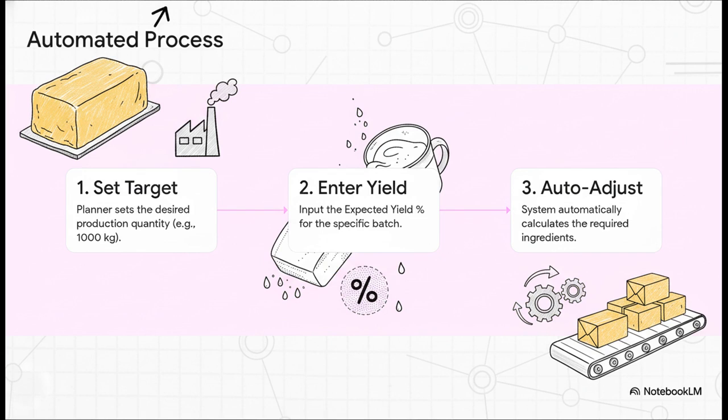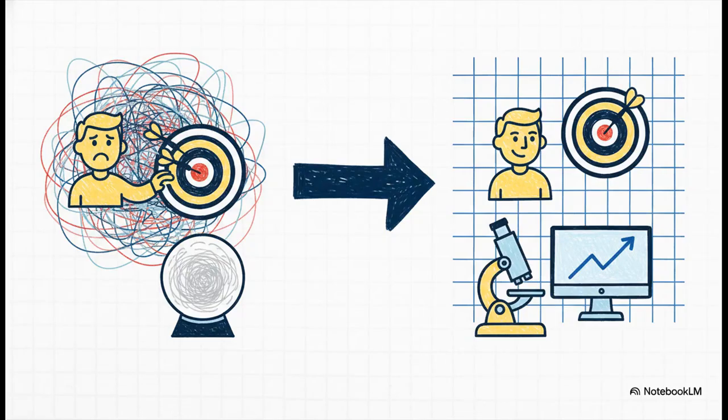Okay. Step 2, they enter the expected yield percentage for that specific batch. Maybe it's 85%. And this isn't just a wild guess, right? It's based on real data, like lab tests on the cream's fat content. And then step 3, the system does the rest. It automatically adjusts and calculates the exact amount of ingredients needed to hit that target, already accounting for that expected loss. It's brilliant. And just like that, production planning is totally transformed. It goes from being this art form based on guesswork and intuition to a precise, dynamic science.